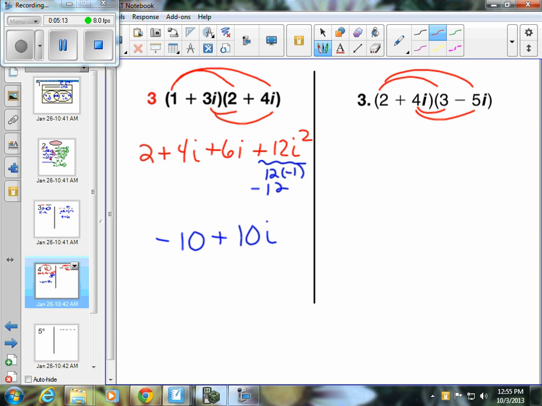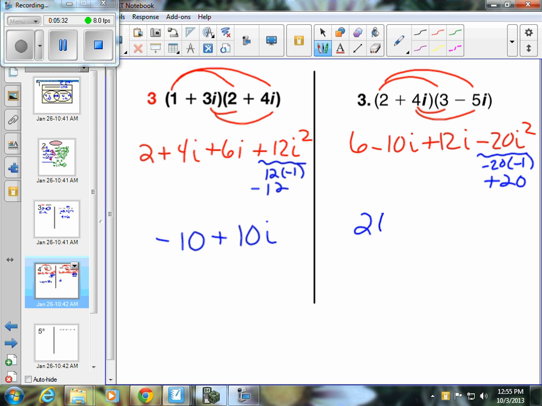So first, outside, inside, last, that would be 6 minus 10i plus 12i minus 20i squared. And again, remember what happens there with that negative 20i squared. Negative 20 times negative 1, we're going to end up with a plus 20 there. So it changes the sign of that term. So I combine that with the 6. So 26 plus 2i. So I have a real part and an imaginary part.